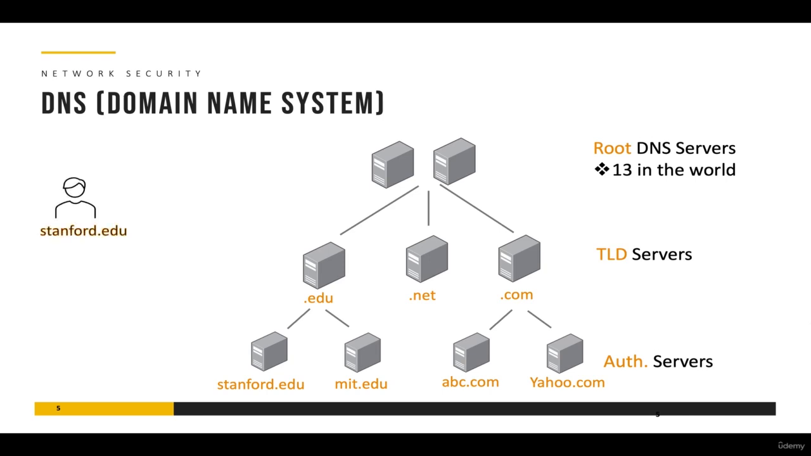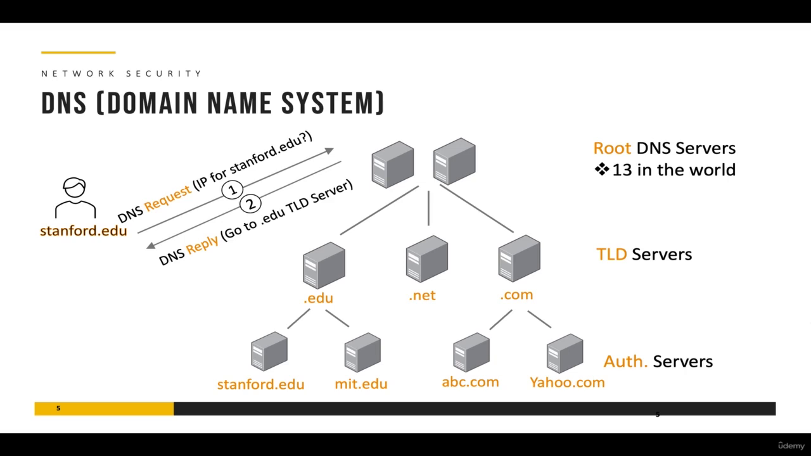So now let's say you want to go to stanford.edu. So what you're going to do is that you're going to craft a DNS request message and send it to the root DNS server asking for the IP of stanford.edu. Now the root DNS server has the list of top level domain servers and it is going to direct you towards the top level domain server for edu domains.